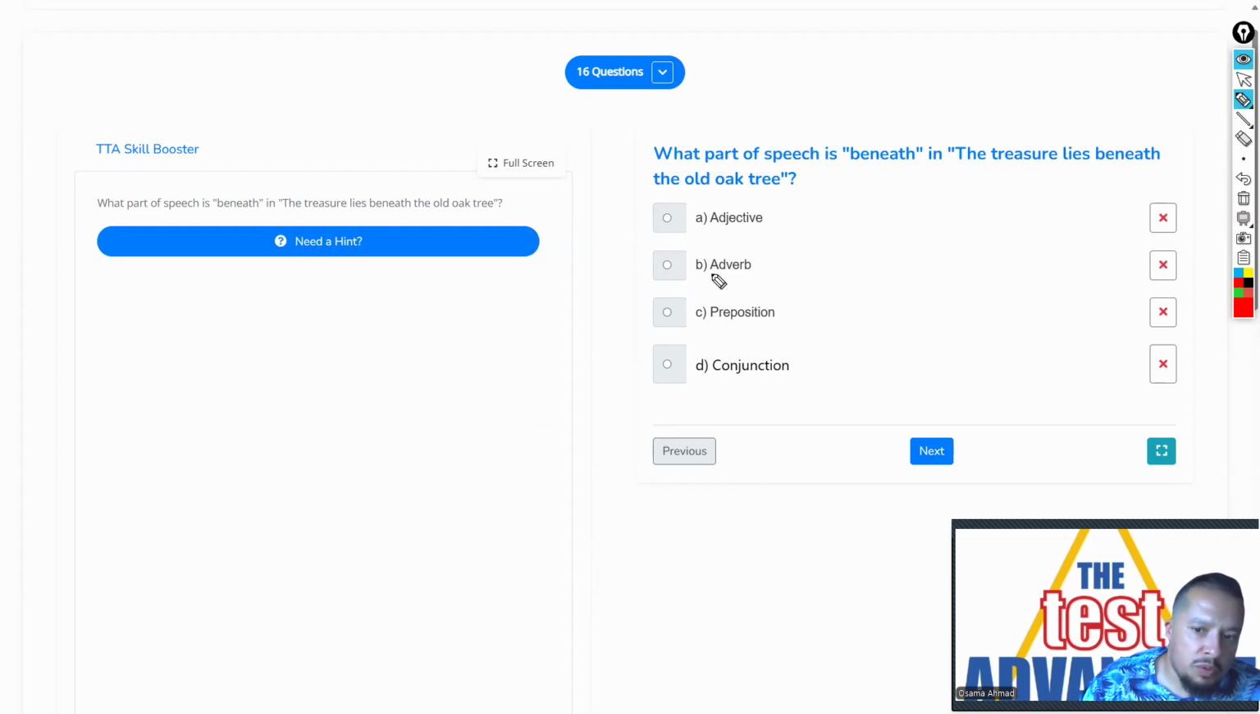So Noura, for example, told me adverb, right? The treasure lies beneath the old oak tree. Doesn't it tell you where? Yeah, it tells you where, right? So if it tells you where, it can't be an adverb. But an adverb is more like one. Tricky, huh? And an adjective describes the noun, but here it doesn't describe the noun. A noun should come after it, like the treasure, for example. So no again. It's actually a preposition.